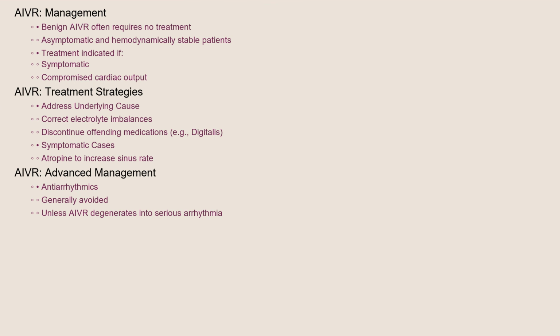Addressing the underlying cause is paramount, such as correcting electrolyte imbalances or discontinuing offending medications like digitalis. In symptomatic cases, atropine may be administered to increase the sinus rate and suppress the ventricular rhythm. Antiarrhythmic medications are generally avoided unless the AIVR degenerates into a more serious arrhythmia.